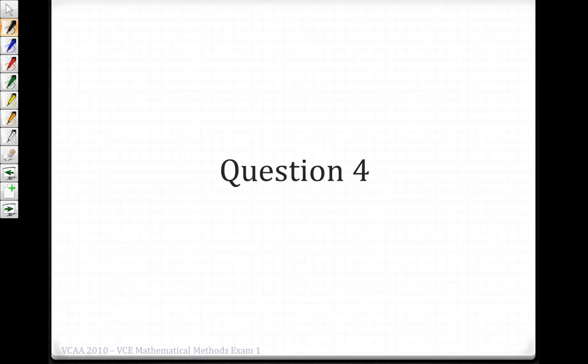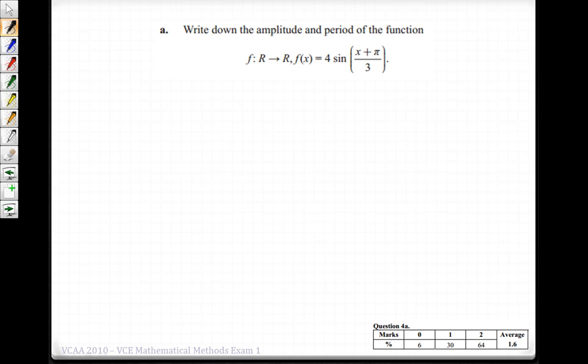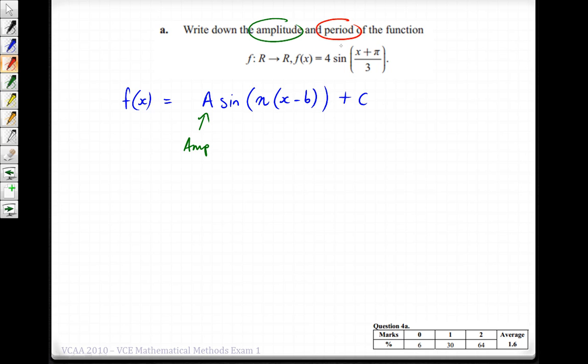Alright, so next up we'll have a look at question 4. 4a asks us to write down the amplitude and period of the following function. I can write any sine, cos, tan, trig function in the following form: a sine of n of x minus b plus c. Alright, and a is going to be my amplitude, and the period is going to be defined by n. So the period of any sine or cos is 2 pi on n.